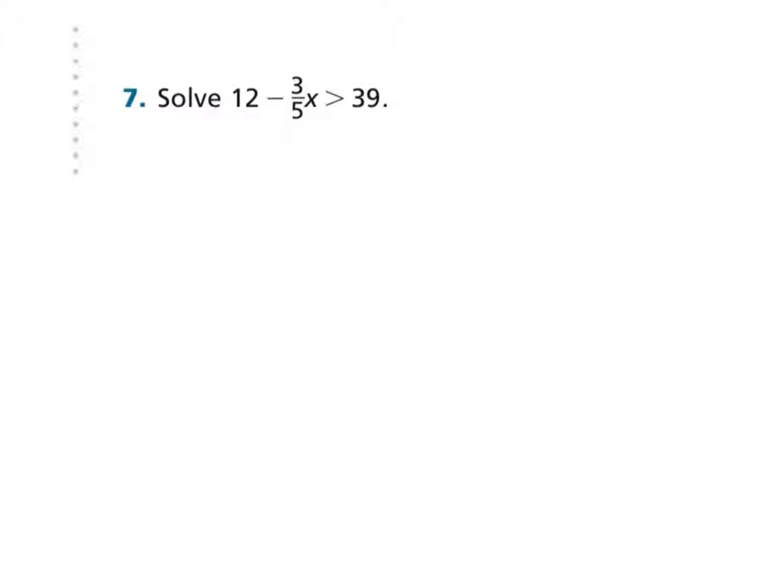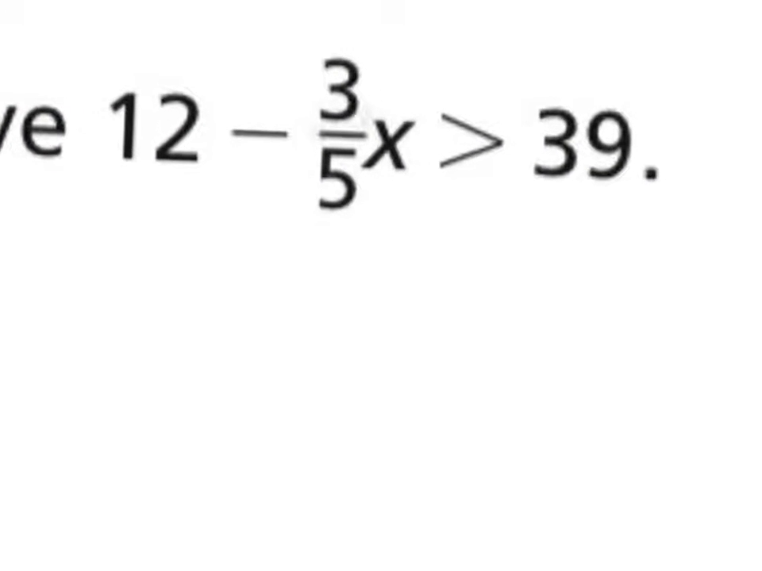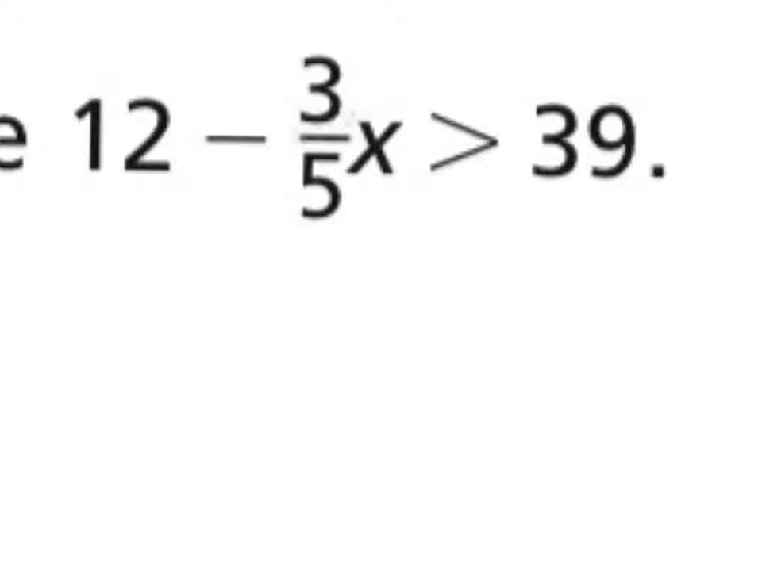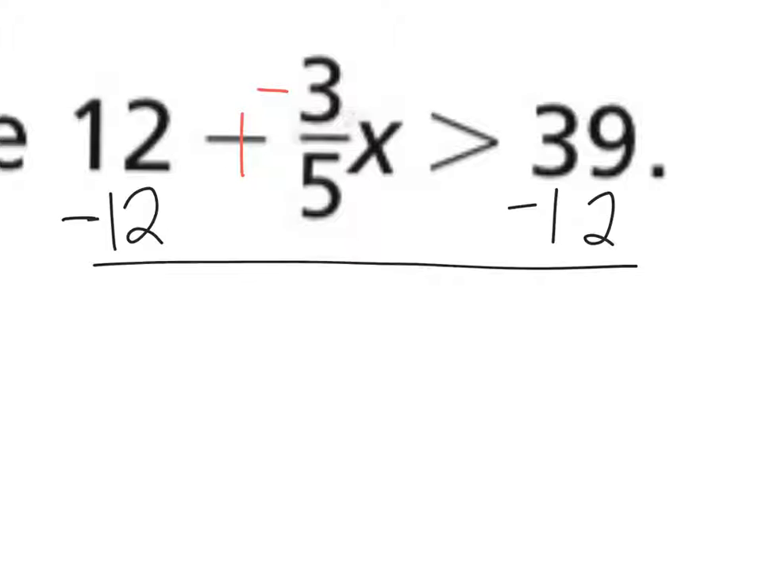Number 7, trying to solve this inequality. They're subtracting here, so if you'd like to add the opposite, you need to see that as a negative 3/5 x. We need to get rid of the 12 in front. That's a positive 12, so to get rid of that we would need to subtract 12 on both sides. And when we do that, 39 minus 12 is 27.